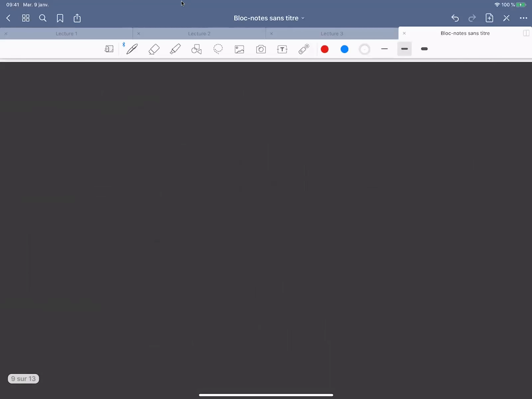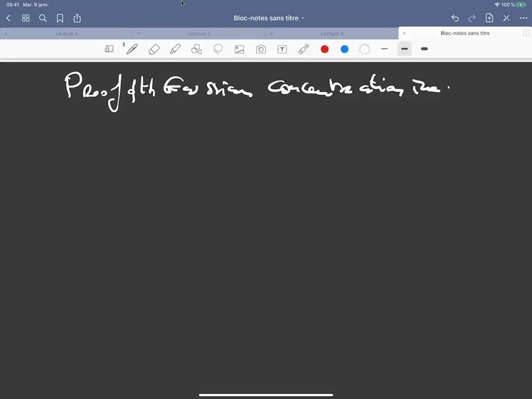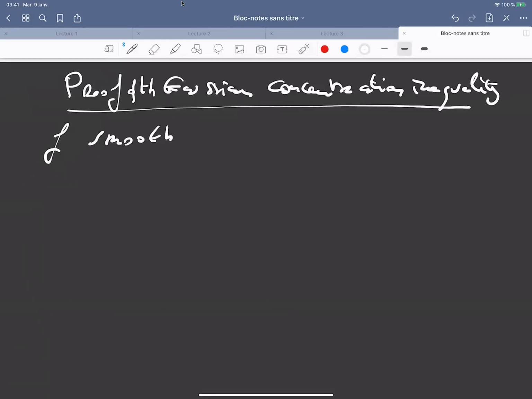So now let's see the corollary of it, that is the Gaussian concentration inequality. Which becomes a very simple result to get because you have all in our hands to prove it. Let's assume that F is smooth.